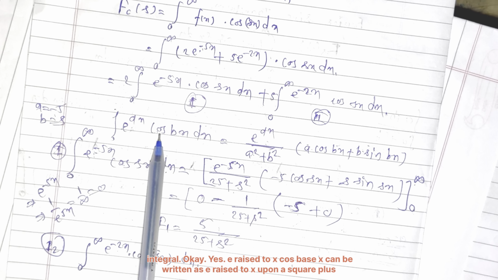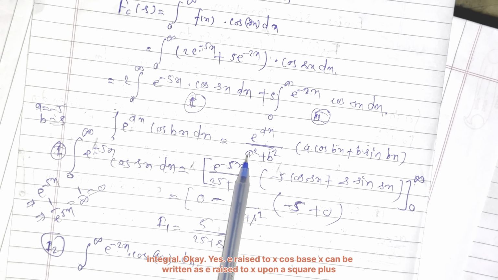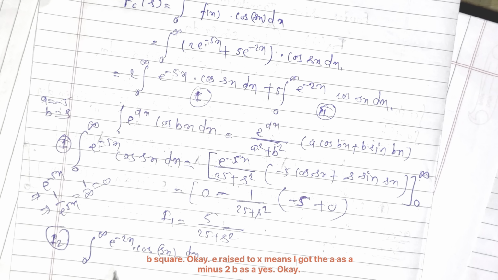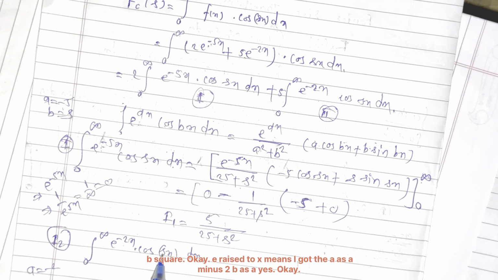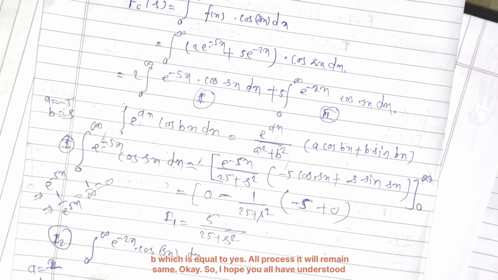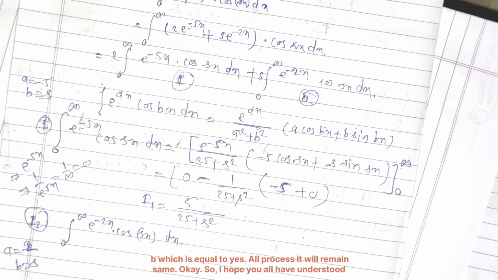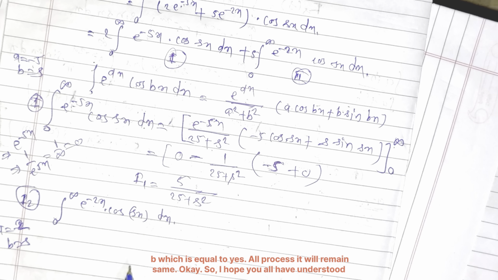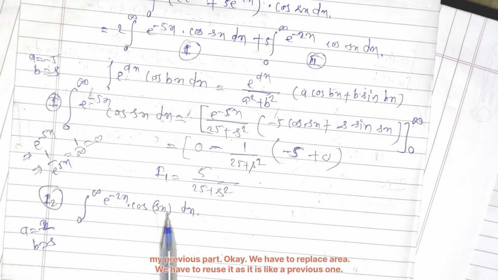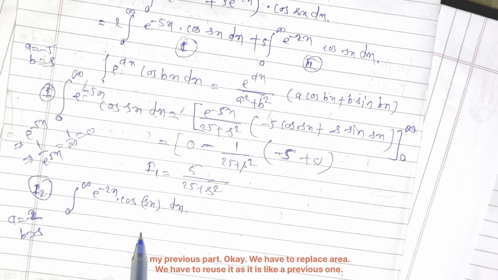Integral of e raised to ax cos bx dx can be written as e raised to ax upon a square plus b square. With e raised to minus 2x, I got a as minus 2 and b as s. All the process will remain the same. I hope you all have understood my previous part. We have to reuse it as it is, like the previous one.